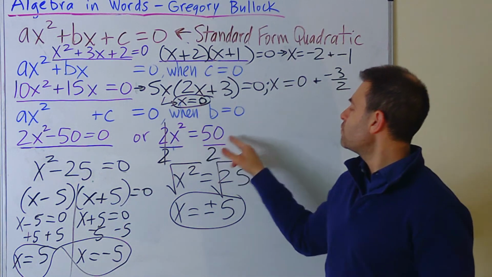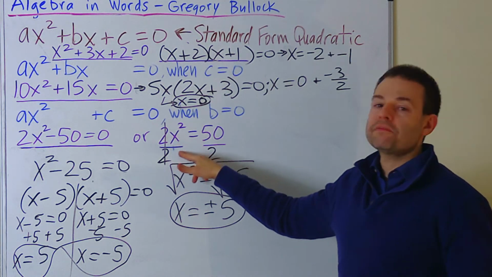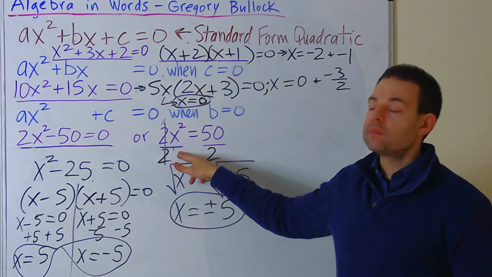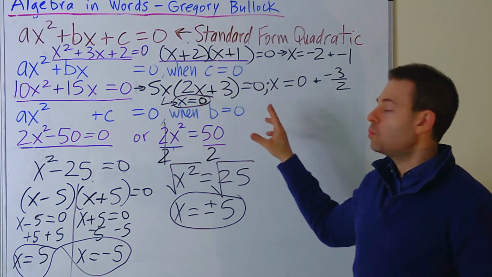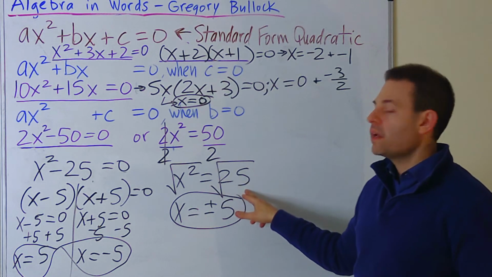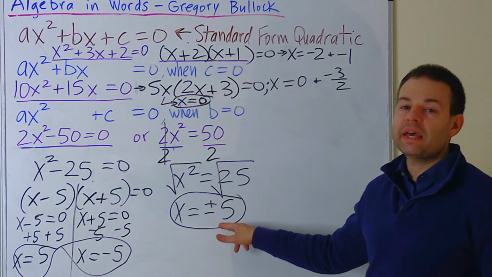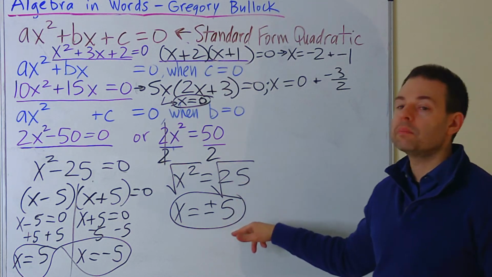Or if you leave it in this form, divide both sides by any coefficients in front of x squared, if there are any. Isolate the x squared equal to whatever it equals on the right. Take the square root of both sides, and remember that when you take the square root of both sides, you get the positive and negative of the square root of that number.